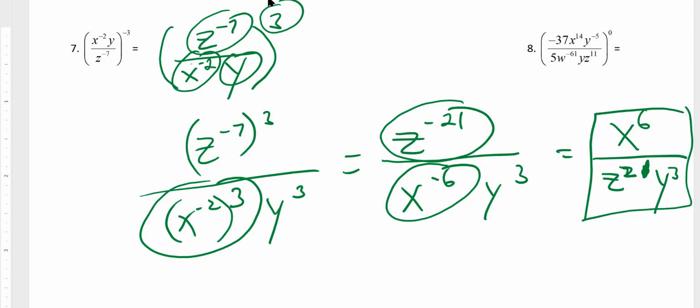x to the 6th over z to the 21st, y to the 3rd. Let me write that a little bit better. 21.